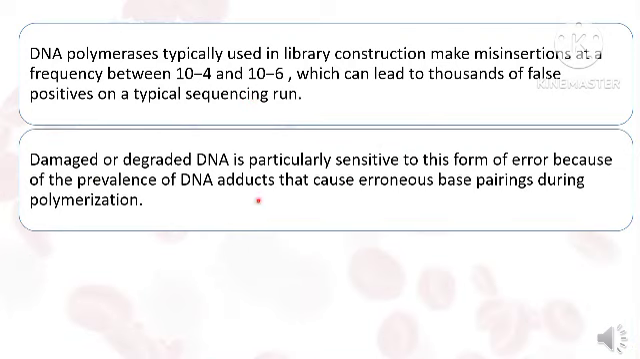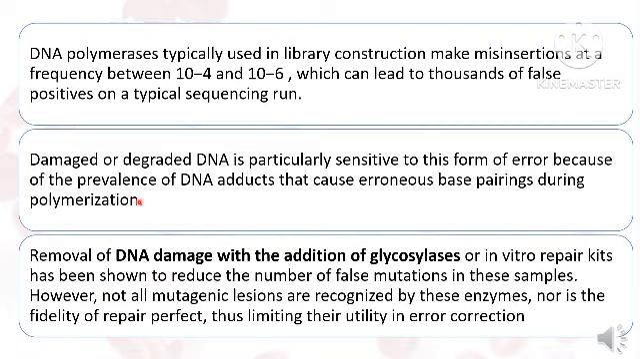Damaged or degraded DNA is particularly sensitive to this form of error because of the prevalence of DNA adducts that cause erroneous base pairings during polymerization. We can remove this DNA damage with the addition of glycosylases or in vitro repair kits, but not all mutagenic lesions are recognized by these enzymes, nor is the fidelity of repair perfect, so limiting their utility in error correction.